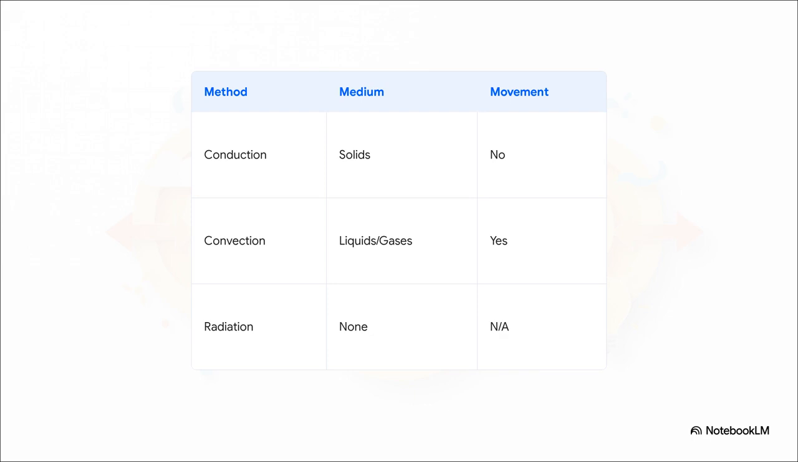Next is convection, which happens mostly in liquids and gases. Here, the particles actually do move. When you heat water in a pot, the water at the bottom gets hot. It rises and the colder water sinks, forming continuous convection currents.